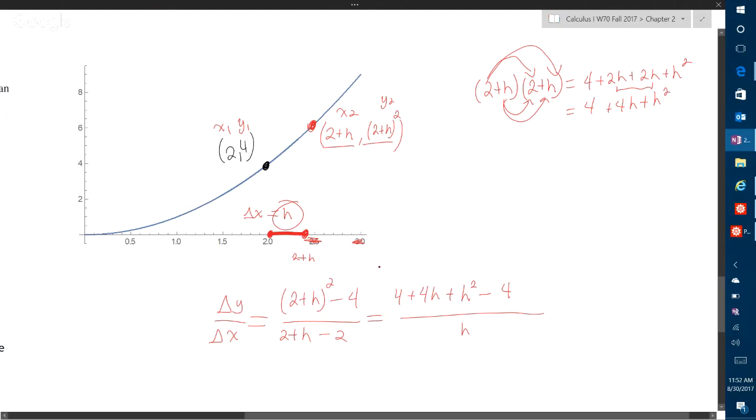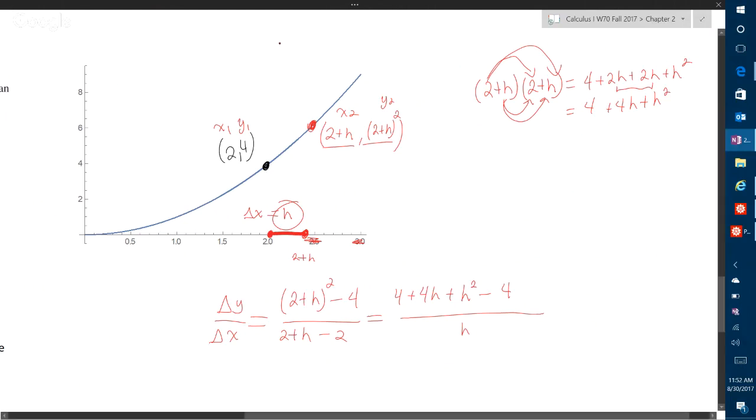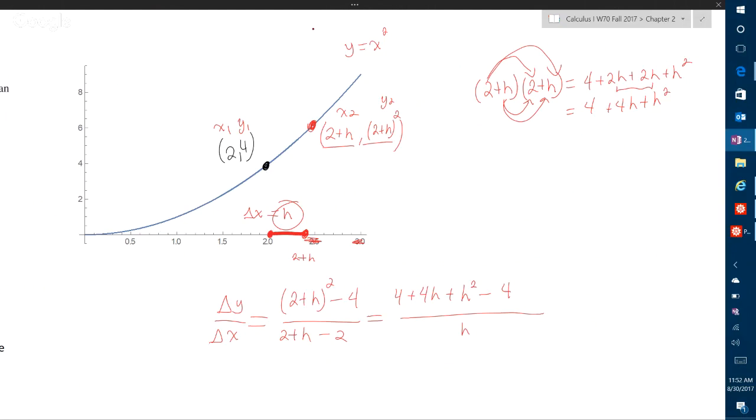Why is it the y to 2 plus h to the second power? Because the function that we're using is y is equal to x to the second power. So if I give you an x value, like 2, how do you find the y value? Yeah, you see it?